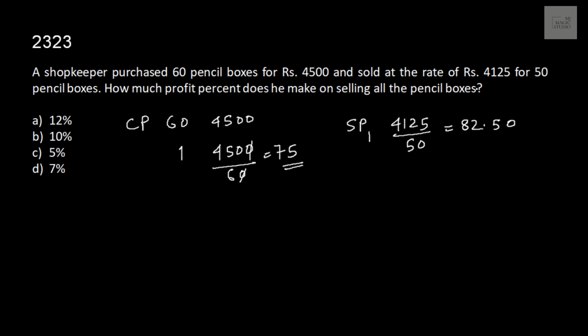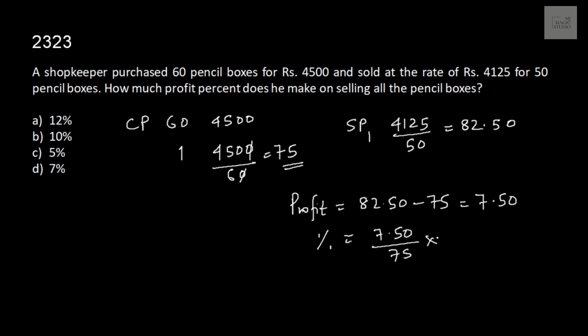How much profit does he make on selling all the pencil boxes? Given that he sold all the pencil boxes, profit per pencil box he made is 82.50 minus 75, that is 7.50. So profit percentage would be profit divided by CP into 100. We know the drill. That is simply 10%. 10% of 75 is 7.50. 10%, that is there in option B.